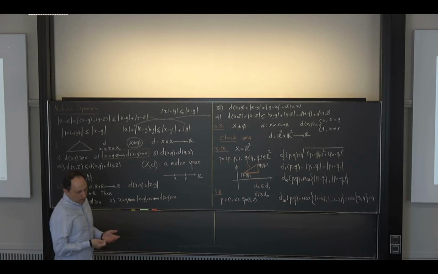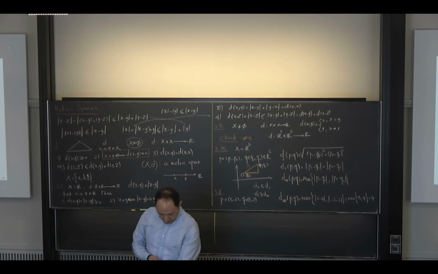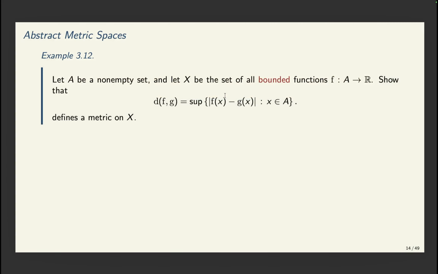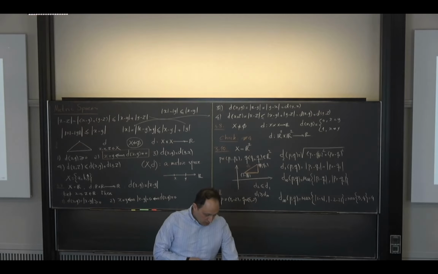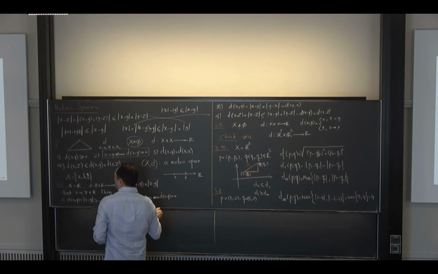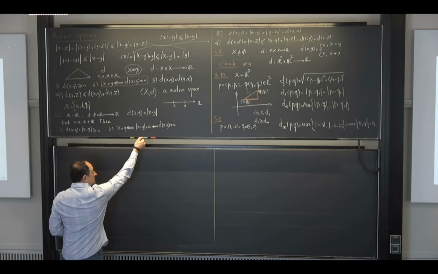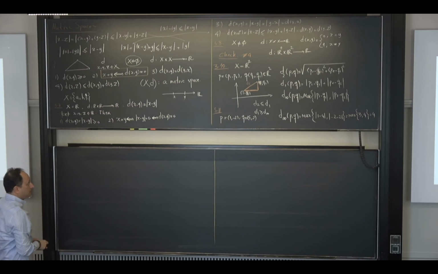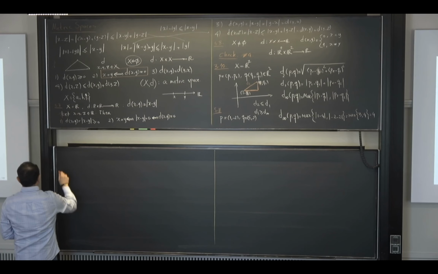Okay. Let us now go to the next one. This one is important. Let A be a non-empty set, and let X be the set of all bounded functions from A to R. Show that whatever I have defined here, as you see on the slide, defines a metric on X. Let me explain it here on the board. This is a very important example in analysis. This is example 3.12.